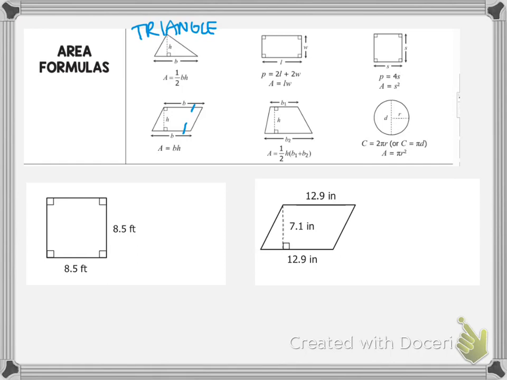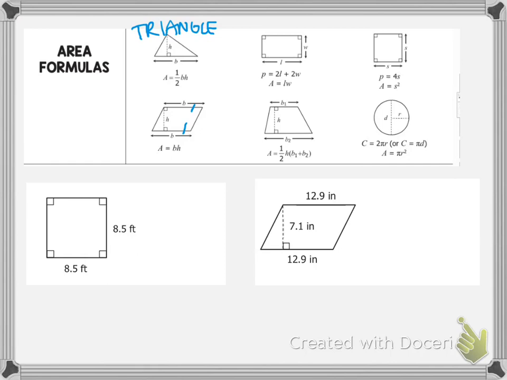On a trapezoid here, your bases will not be congruent, so you'll take into consideration the two of them added together times your height times 1/2. And then the area of your circle is pi times r squared.